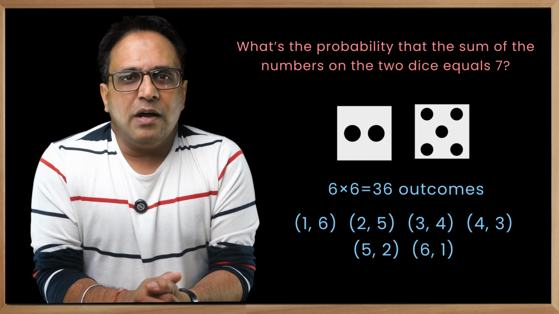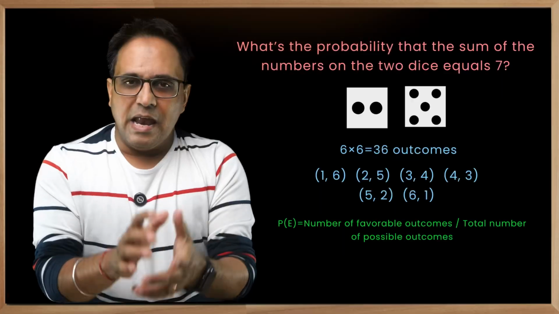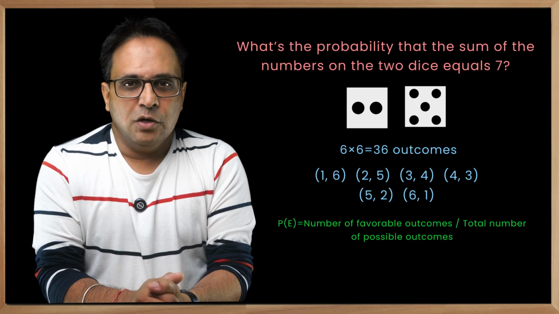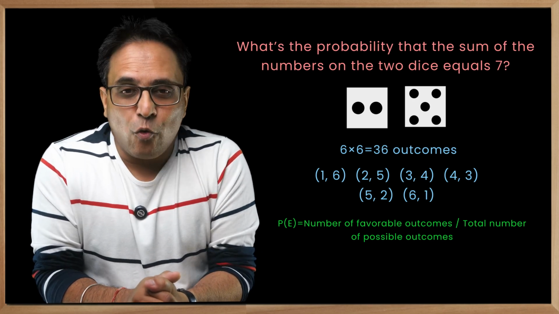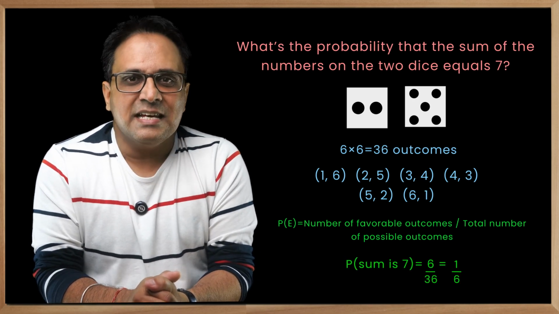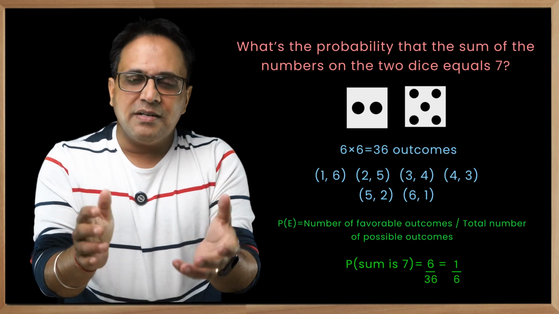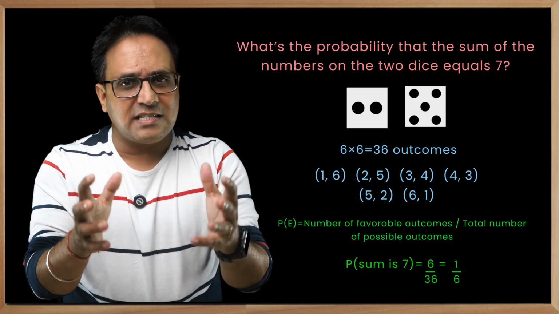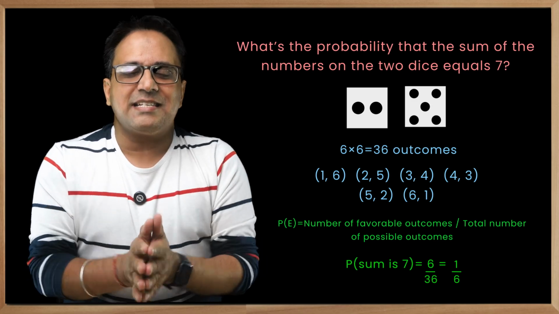Remember, the formula for probability is number of favorable outcomes divided by total number of possible outcomes. So in our case, the probability of rolling a sum of 7 is 6 divided by 36, and that is 1 by 6. That means the probability of getting a sum of 7 when rolling two dice is 1 by 6.